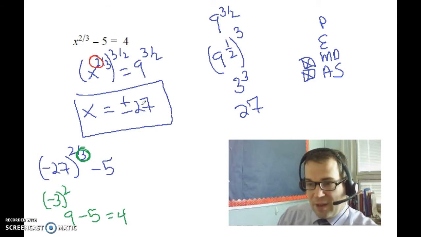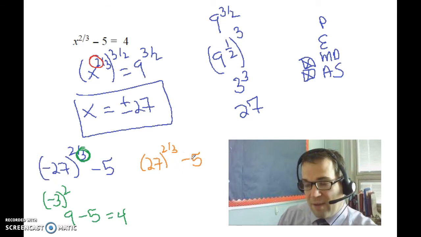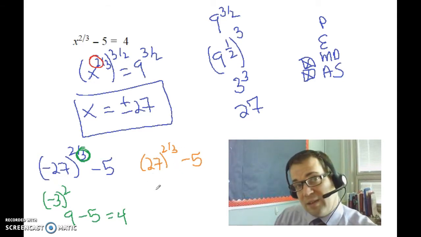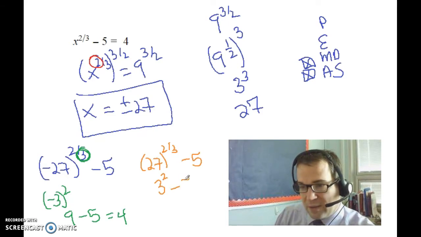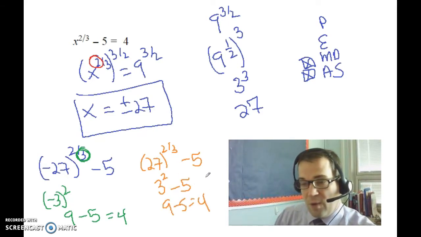Similarly, if I were to take a positive 27 to the 2/3 power and subtract 5, I would first figure out what multiplies by itself 3 times to give me positive 27. That'd be positive 3. Then squared minus 5 would be 9 minus 5 again, which is also equal to 4.